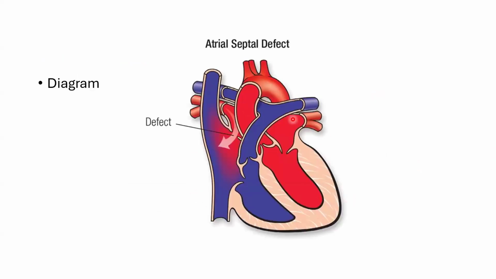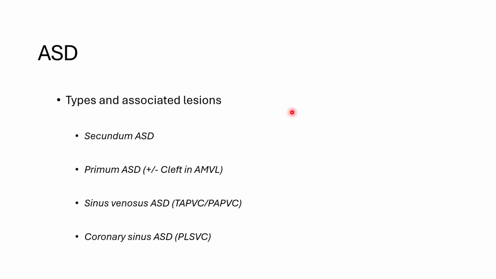So this is just an illustration from the American Heart Association that shows where the defect is, and we can appreciate the left-right heart shunt, red oxygenated blood mixing with deoxygenated blood, and then all this blood ends up in the pulmonary artery and then the pulmonary vasculature.